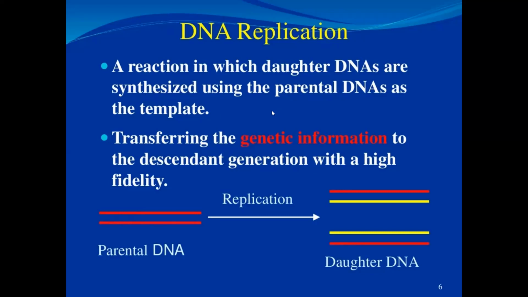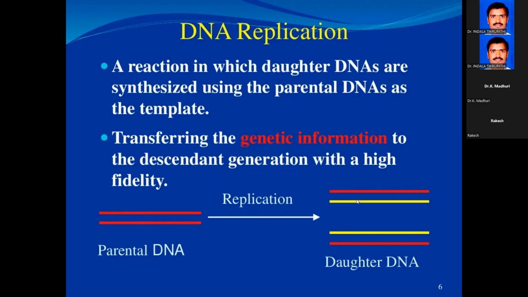As you can see, the parental DNA is in red color. This parental DNA separates and gives rise to the daughter DNA, which are in yellow color. So you can see the parental DNA is replicating and giving rise to two new daughter DNA strands.